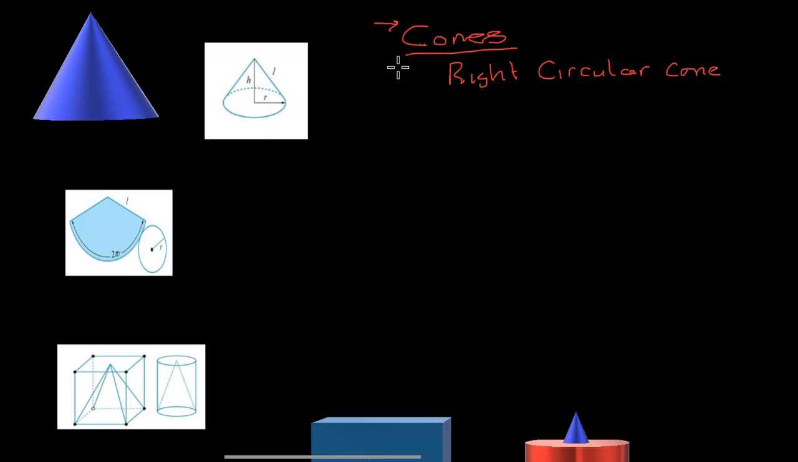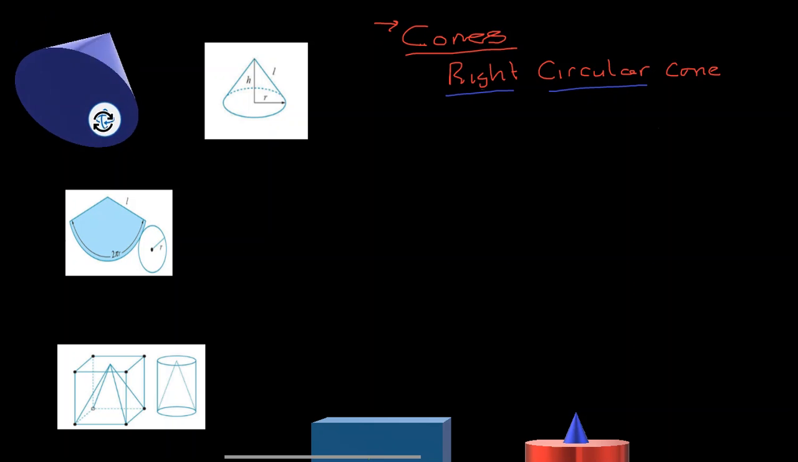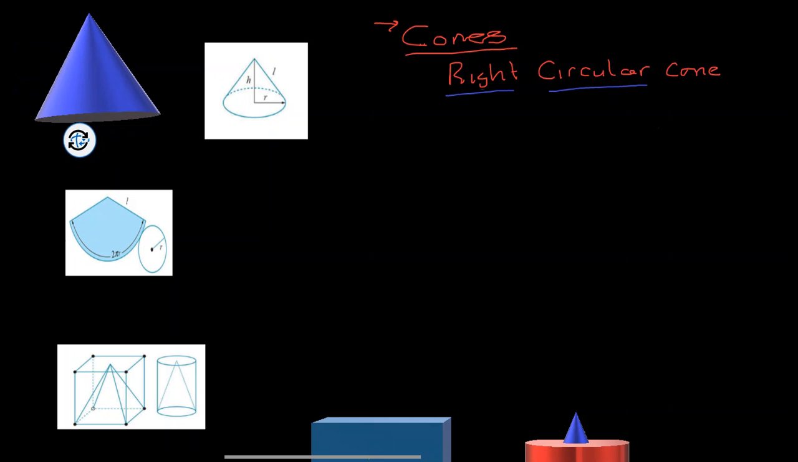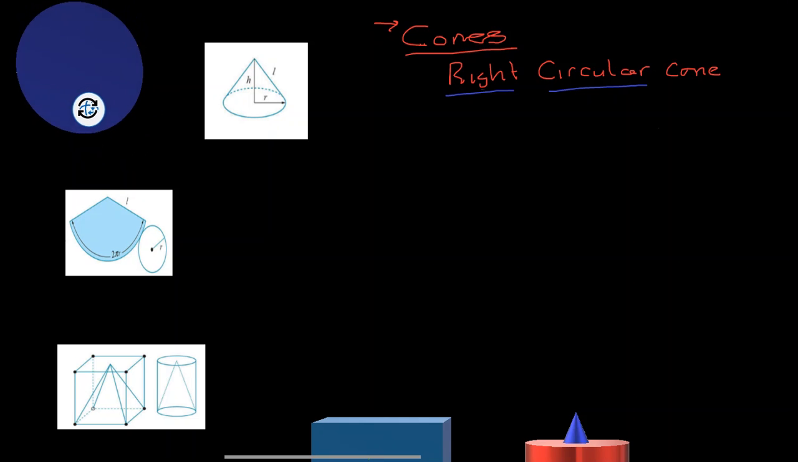So we have right, and then circular as well. If we look at a cone, so this is a cone here, let's think about the parts that we have. You have the radius, which roughly goes across here. Okay, so that's the radius.